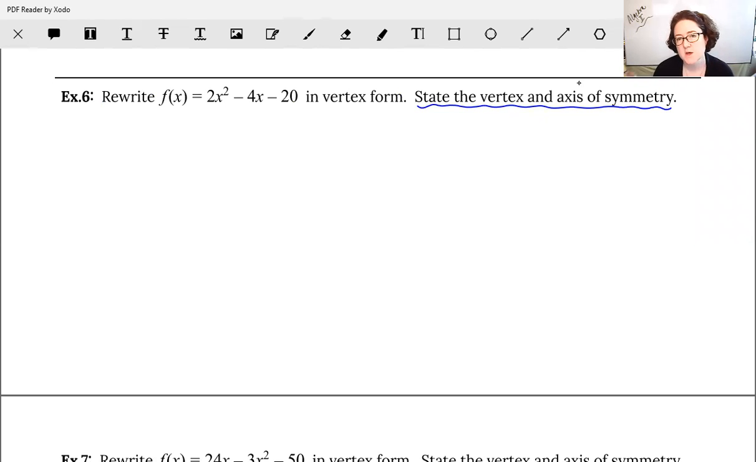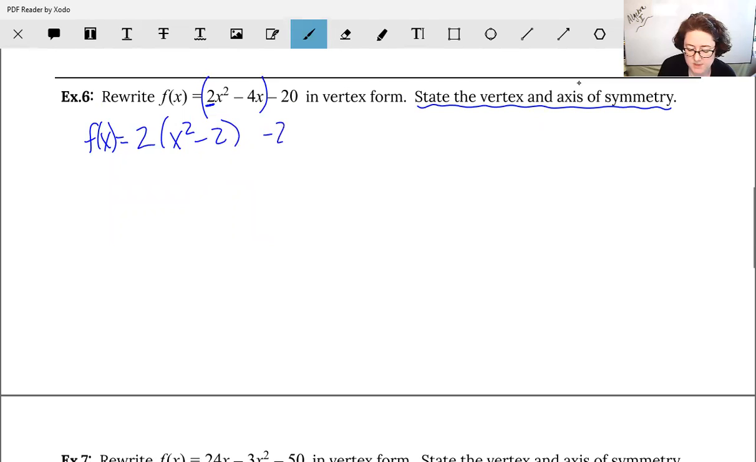So here we go. I have to go back to that first step now. So I have this 2 sitting out front. I only want to factor the 2 out of those first 2 terms. So again, I'm not touching that -20 on the end right now. If I factor out just the 2, so not a 2x, just the 2, that's going to leave me with x squared minus 2x, and I haven't touched that -20 on the end. Oops, left out an x.